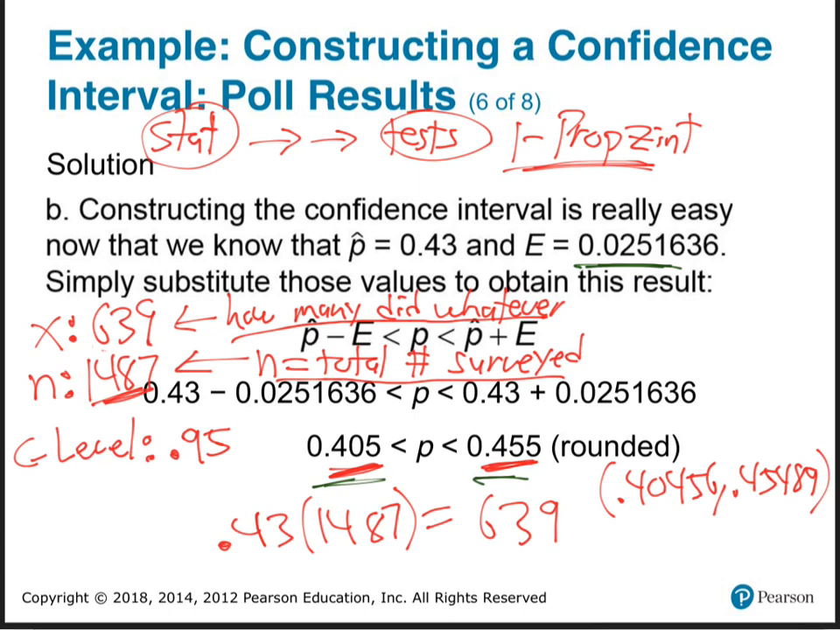Okay, so do you understand what that number means? That means we're 95% confident, we're pretty sure, 95% sure, that the true percentage of adults who have a Facebook page is somewhere between 40.4% and 45%. We're pretty sure the real percentage is somewhere in that zone. That's what we're saying.